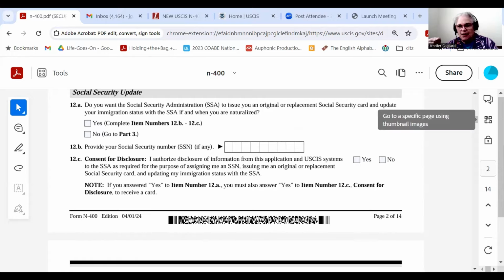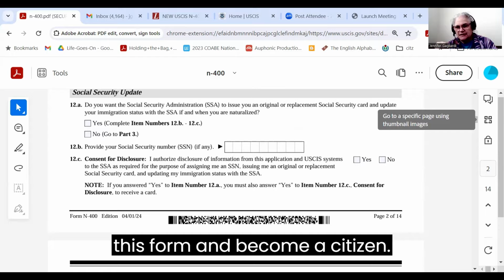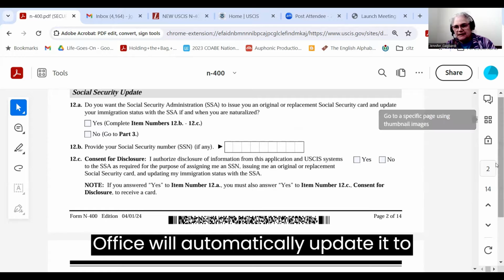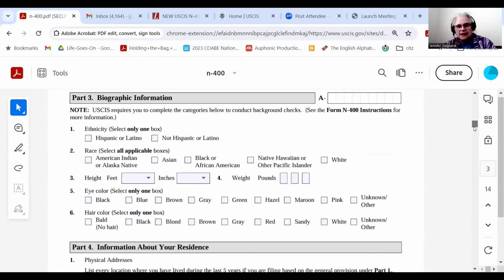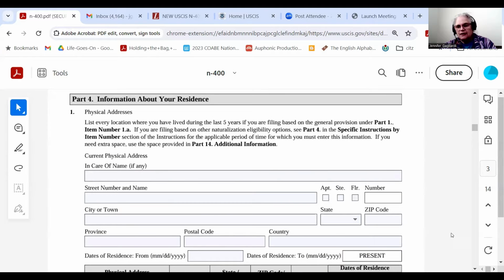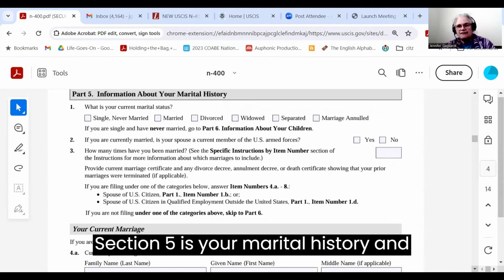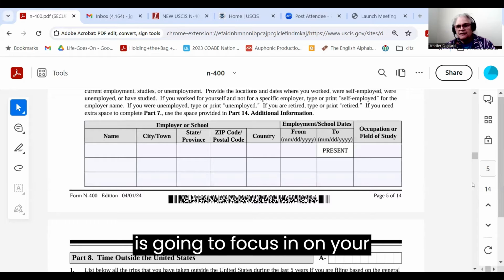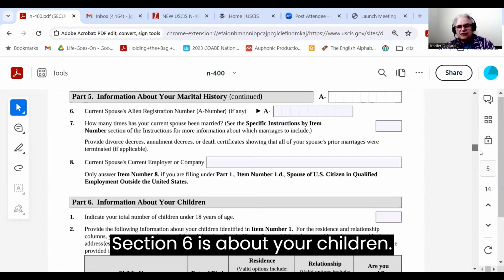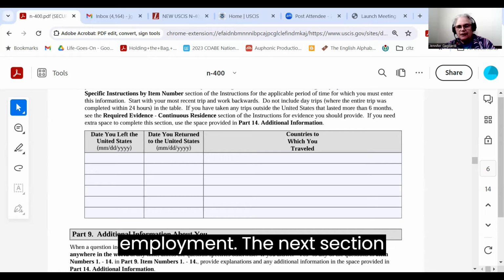So now when you file this form and become a citizen, your status with the Social Security office will automatically be updated to being a citizen. Section 3 is going to include biographical information. Section 4 is going to be talking about your residence. Section 5 is your marital history, and it's going to focus in on your current marriage. Section 6 is about your children. Section 7 will be about employment.